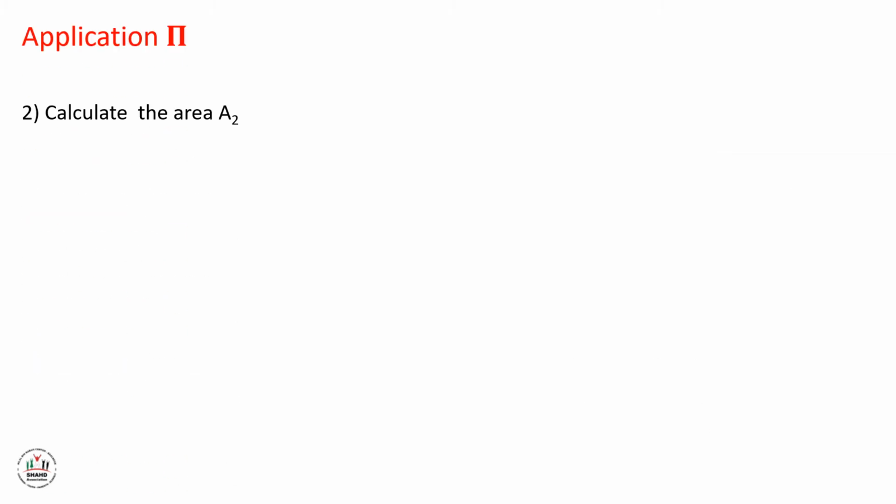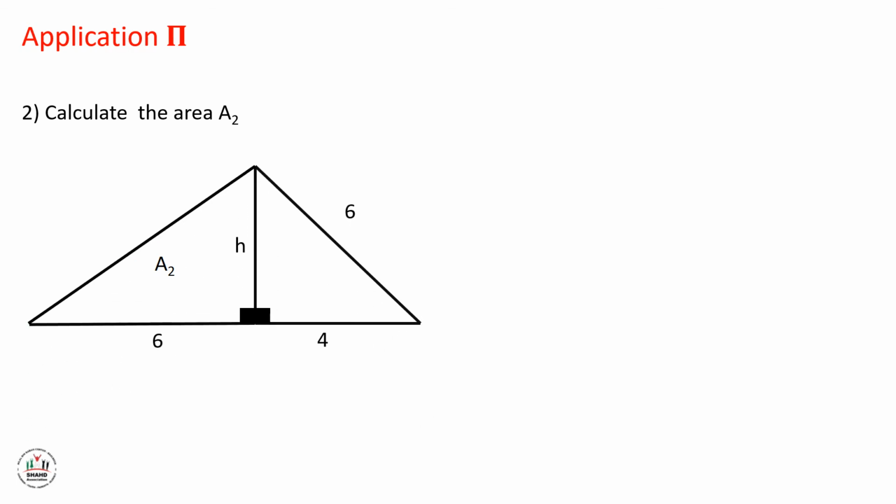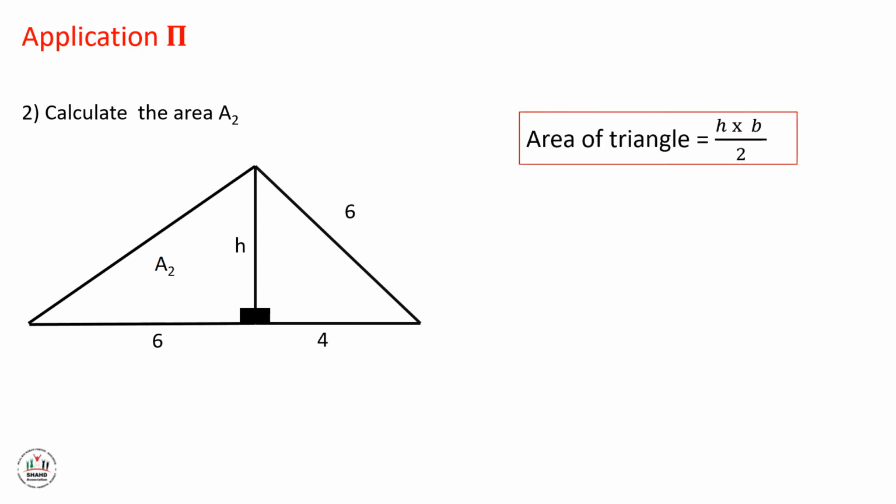Let's solve another example. Calculate the area A2. We know that the area of triangle equal to height times base over 2. Here we have the value of its base, but we don't have its height. But at the same time, the height of this triangle is shared with another right triangle with two sides 6 and 4. So we can apply here the Pythagoras theorem to get the value of h.